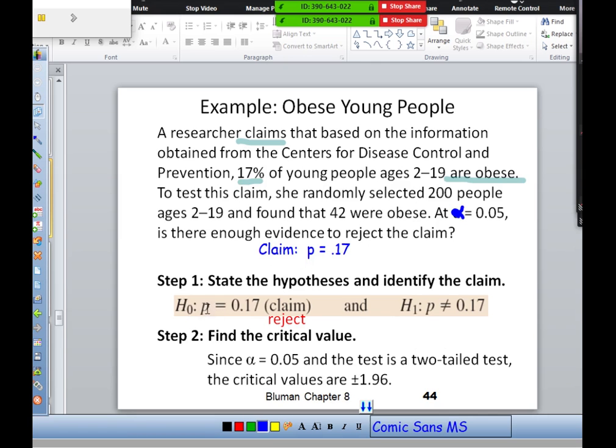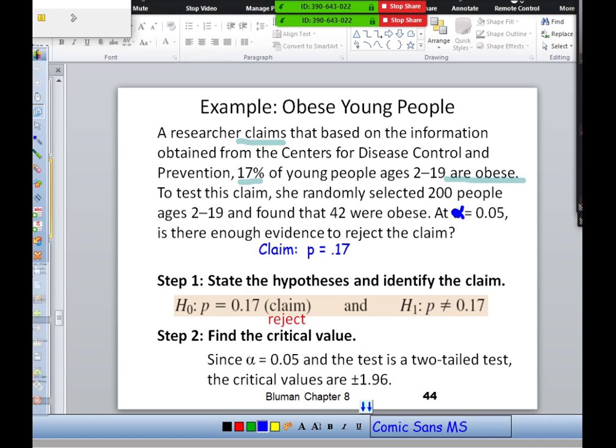Then you're going to write down H naught. H naught is always going to be equals, so P is equal to 0.17. Since my claim is H naught, then H1 has to become the opposite of my claim. It becomes not equal to. Is H naught my claim? Yes. Since H naught's my claim, I'm going to use the word reject for step 5, because rejecting H naught rejects my claim, since they go together. I'll keep that in the back burner for step 5.